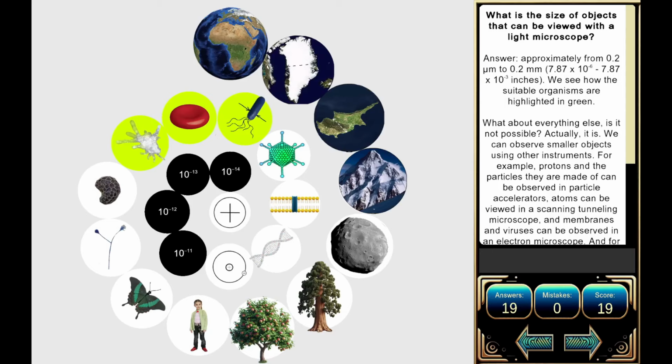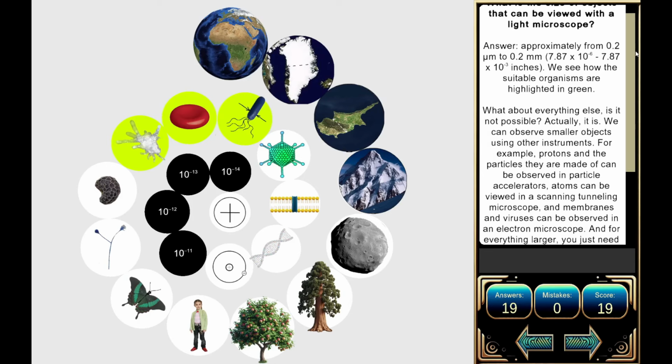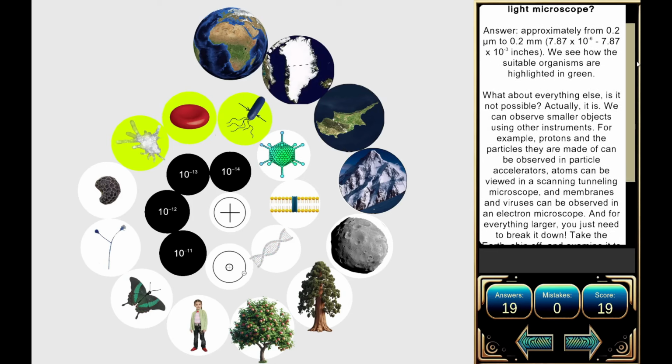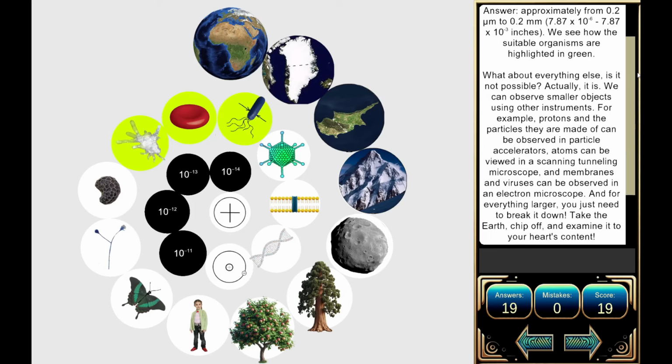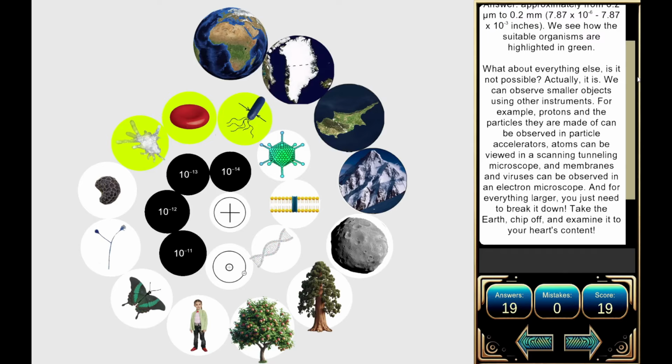So, the size of suitable objects for the microscope is approximately from 0.2 micrometers to 0.2 millimeters, or from 8 thousandths of an inch to 8 millionths of an inch. We see how the suitable organisms are highlighted in green. What about everything else? Is it not possible? Actually, it is. We can observe smaller objects using other instruments.